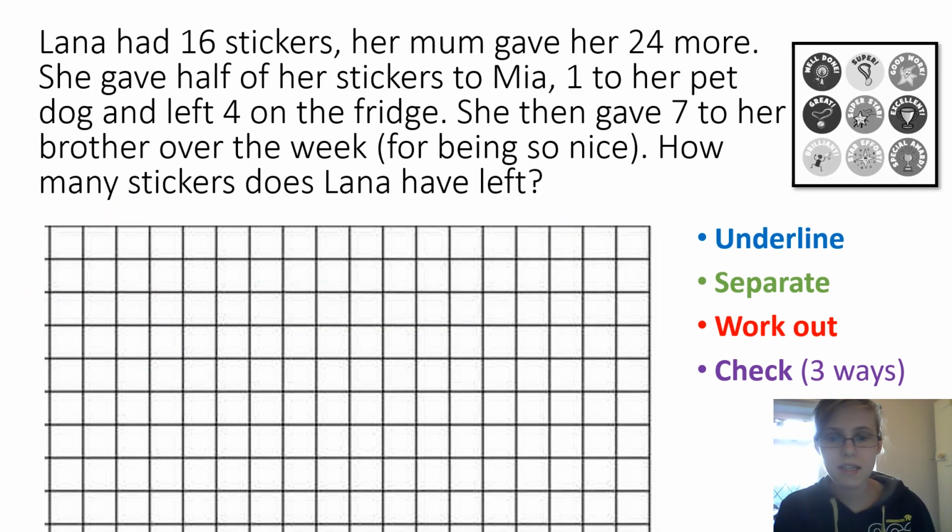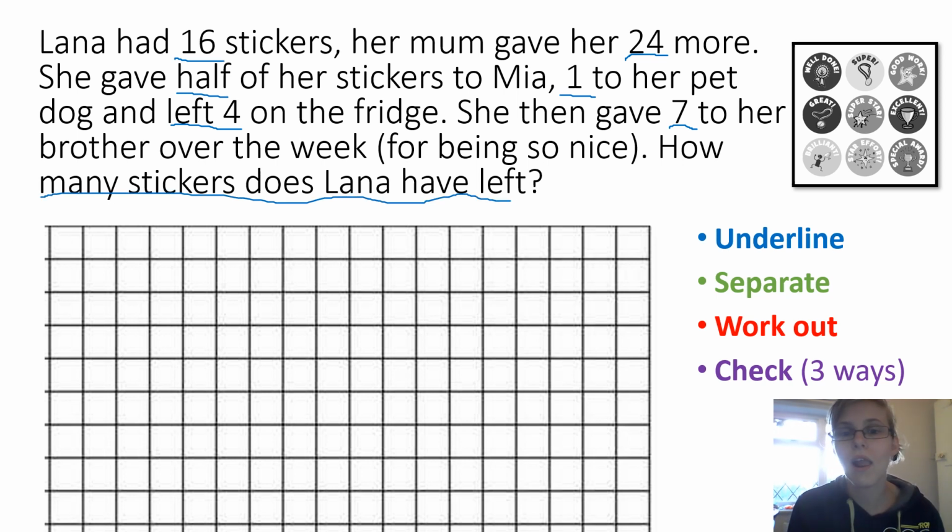Lana had 16 stickers. Again, after I've done this one, you're going to have a go yourself. Her mum gave her 24 more. Remember that word more, that means adding together. She gave half, there's lots to do here, of her stickers to Mia, 1 to her pet dog, and left four on the fridge. She then gave 7 to her brother over the week for being so nice. That's sweet. How many stickers does Lana have left?